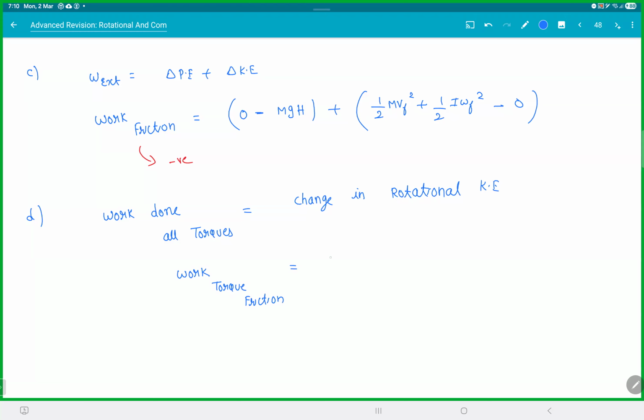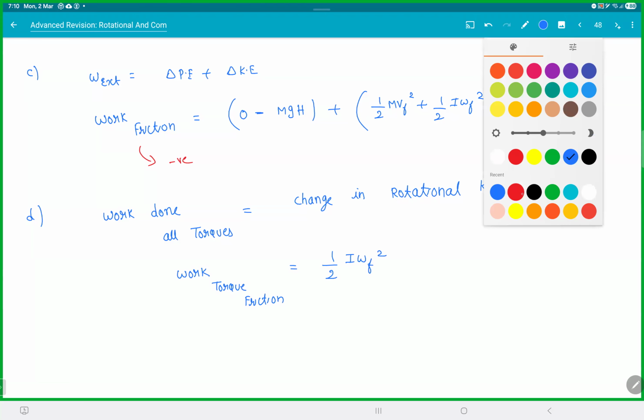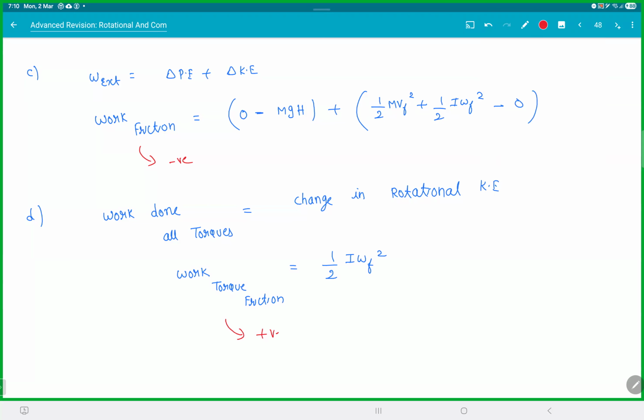Initially, omega is 0. This is half I omega final square. And interestingly, this will be positive. So what is this exactly? What is happening? Why is it so? If they ask you this, you can also say this is the total work done by friction. That's the total work done by friction, and this rotation thing is only a part of it. So what is exactly happening?